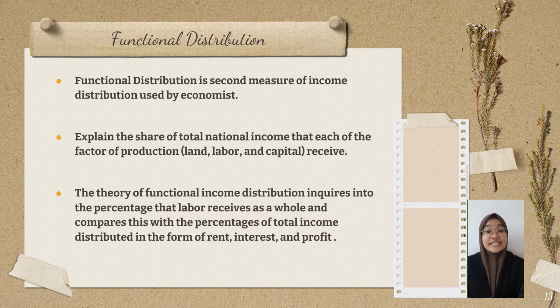Next, in measuring inequality by using functional distribution. Functional distribution is the second measure of income distribution used by economists. It explains the share of total national income that each of the factors of production, land, labor, and capital, have received. The theory of functional income distribution inquires into the percentage that labor receives as a whole and compares this with the percentage of the total income distributed in the form of rent, interest, and profit.